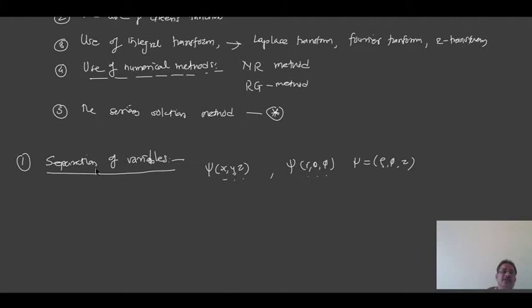The third case is again the cylindrical coordinate system. We have rho, phi and z as the three variables into which the given partial differential equation is to be resolved or separated, and that is called the method of separation of variables.